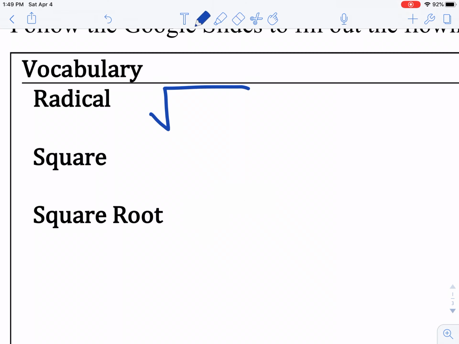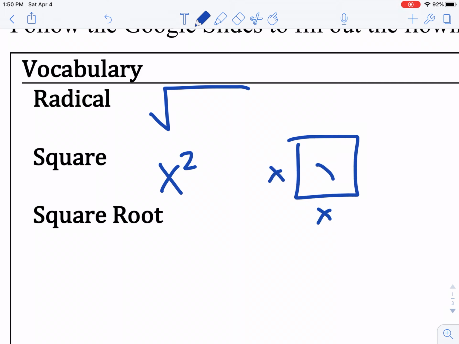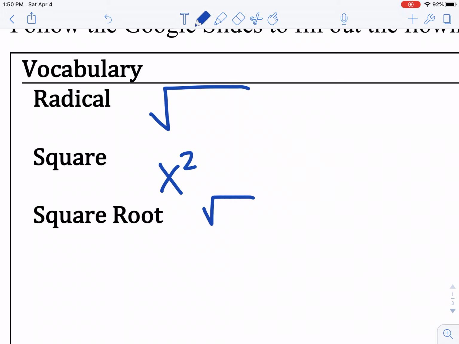So when we talk about a square, you know a square is that. But when we talk about simplifying radicals with squares, we write this in terms of, for example, x to the second power, or x squared. That means square. So what that really is, x times x gives you x squared. That's what it is. Okay, and then as I mentioned before, square root is this thing.